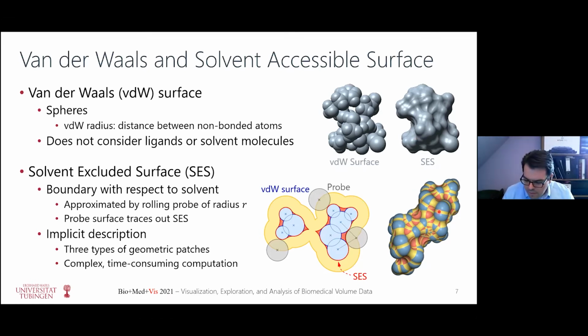Now, as you can see here, you can compute this implicitly. So there are actually three types of geometric primitives, little spherical and toroidal patches that construct the surface. However, that's not what we are going to look at closer, because we want to use volume visualization for that. And by the way, computing these explicit surface patches is quite time consuming. So we are looking for a fast volumetric calculation method to get this smooth solvent excluded surface.